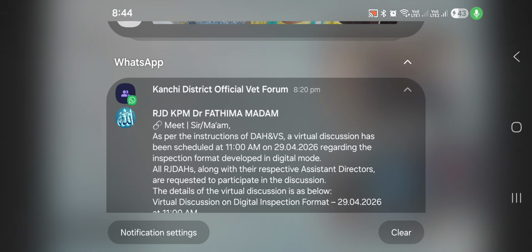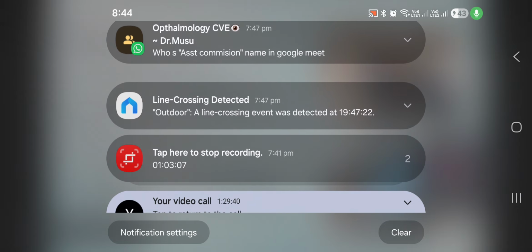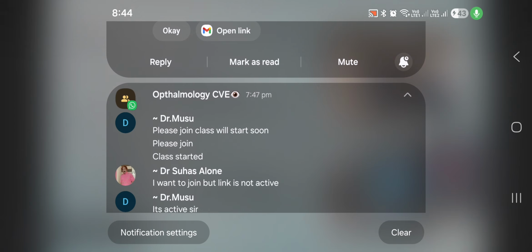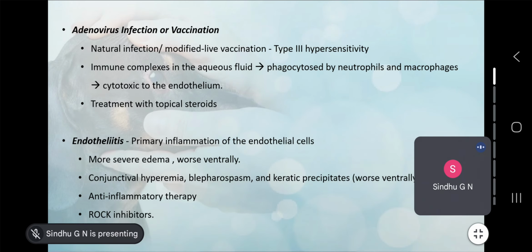Then adenovirus infection or vaccination causing corneal edema. Because of a natural infection or a modified live vaccine for adenovirus can cause type 3 hypersensitivity reaction, thus forming immune complexes in the aqueous fluid. These immune complexes will be phagocytosed by the neutrophils and macrophages, and they can be cytotoxic to the endothelial cell. Cell death happens, and thereby edema develops. In such cases, treatment with topical steroids is effective, and most of the time it regenerates and recovers naturally.